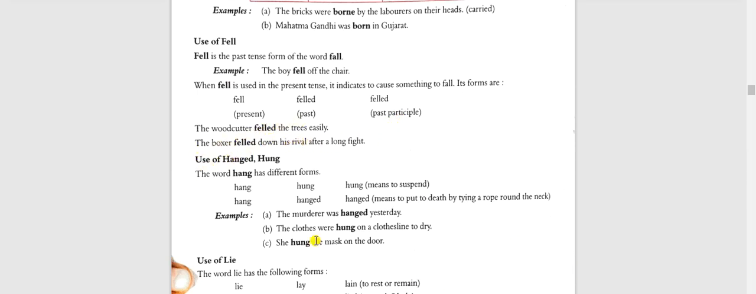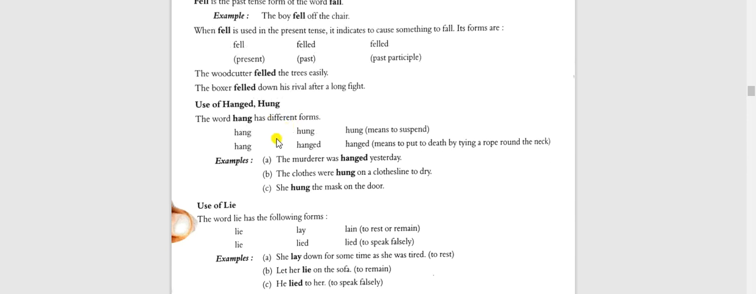So, what does it mean? So here the three forms of the verbs are shown, right? Have a look. Fell, yeah, the woodcutter fell the trees easily. So what is the function of a woodcutter? It cuts trees. So definitely so many trees are cut by the woodcutter, and so the word felled has been used. Felled, which is the past tense. The woodcutter felled the trees easily, right? Then the boxer fell down his rival after a long fight. So the fight continued for so many hours, and then the boxer fell down his rival after a long fight. So that's how the word fell is used, and its forms are also shown in the examples.